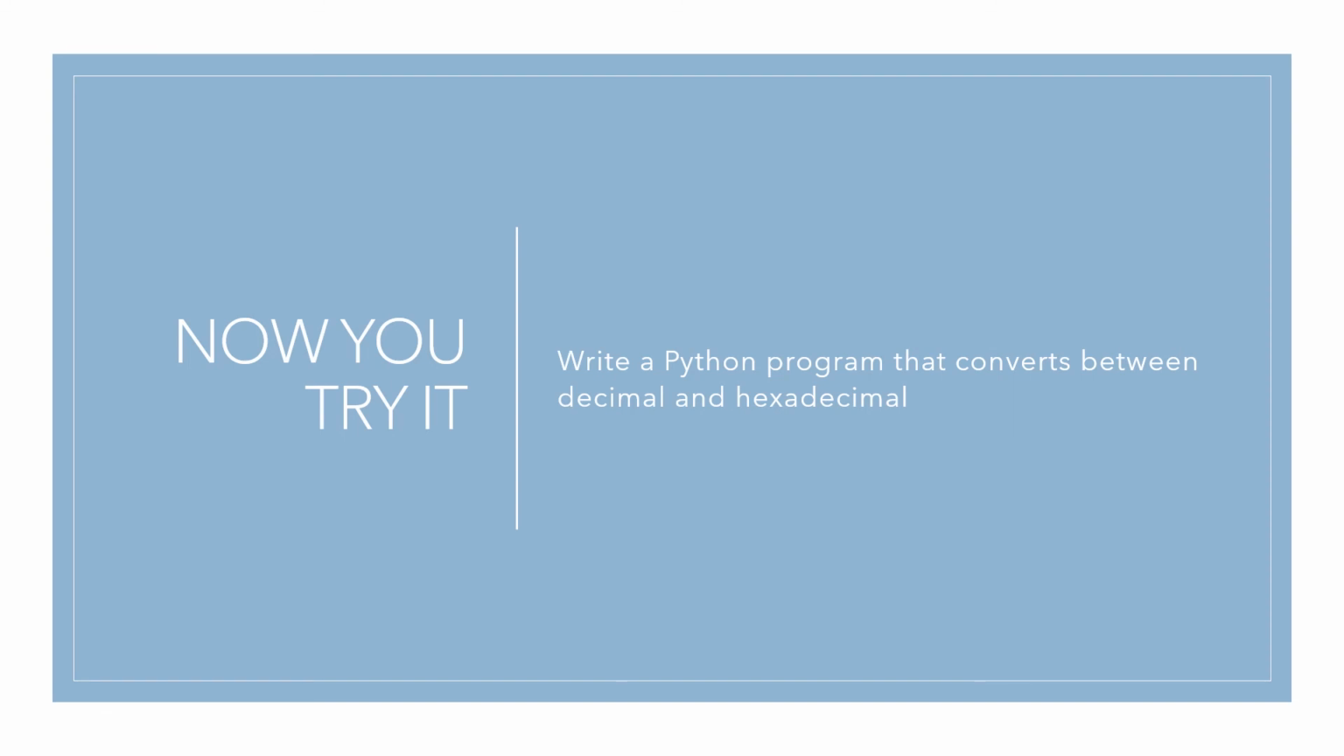And as always, I'm going to leave you with a programming task to keep your programming skills sharp, so you can write a Python program that converts between decimal and hexadecimal and vice versa. Okay, now in the next lesson, we'll look at how to convert between hexadecimal and binary.